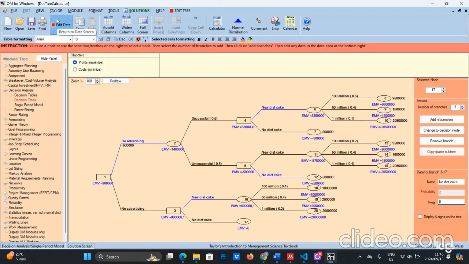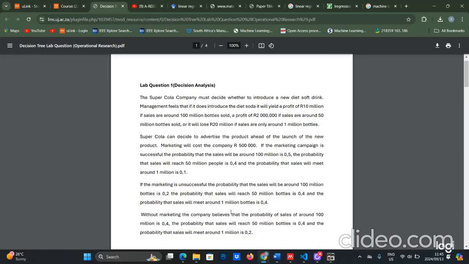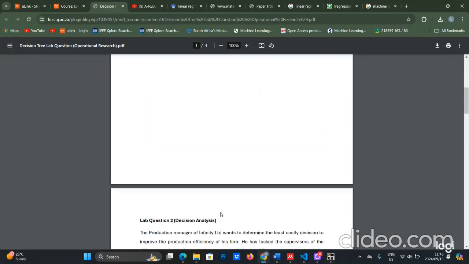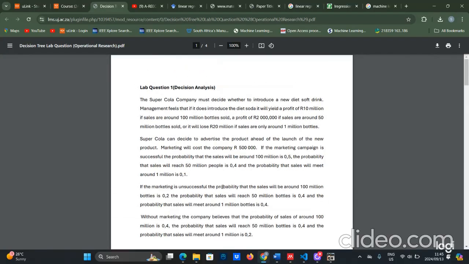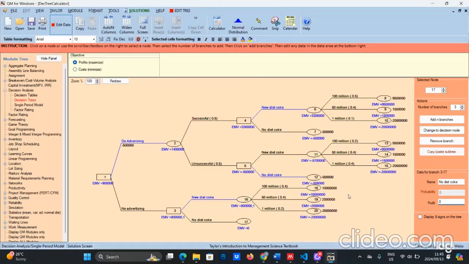So now after you press solve, you can get your EMVs, and now you can make a decision on which decision the company should make. So now they can make an optimal decision, as the EMV has been determined for us. We just have to now make a decision. So that's how you do decision trees using Excel QM.